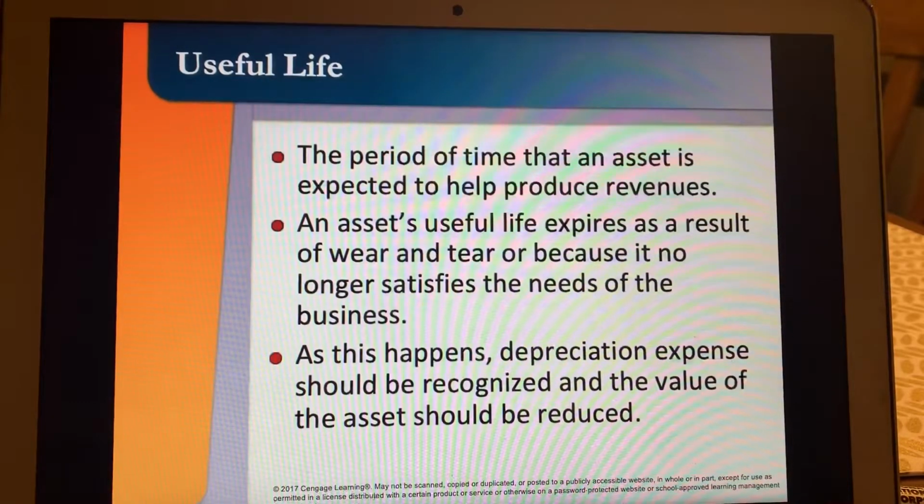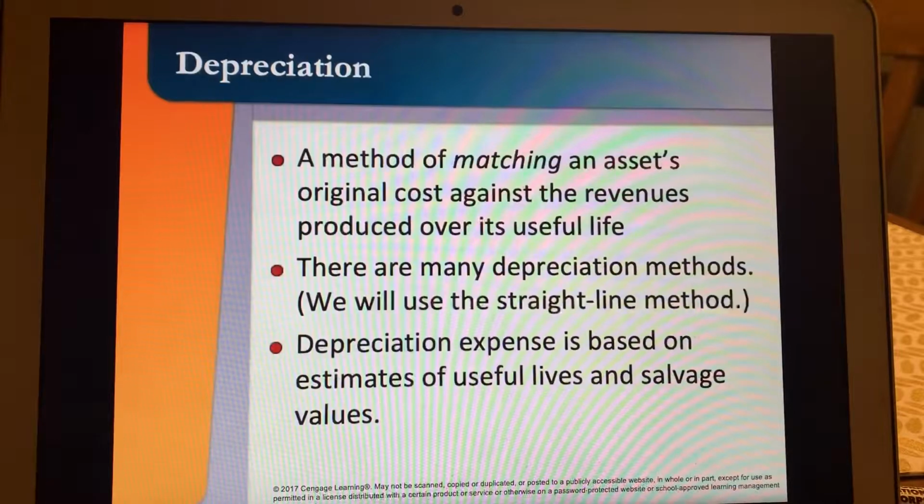Useful life, the period of time that an asset is expected to help produce revenues. An asset's useful life expires as a result of wear and tear or because it no longer satisfies the needs of the business. As this happens, depreciation expense should be recognized and the value of the asset should be reduced. And don't forget, asset depreciation will be an expense, so that goes also to the income statement.